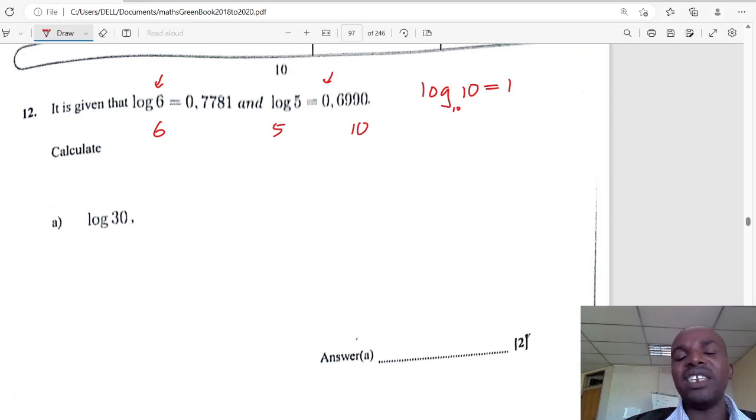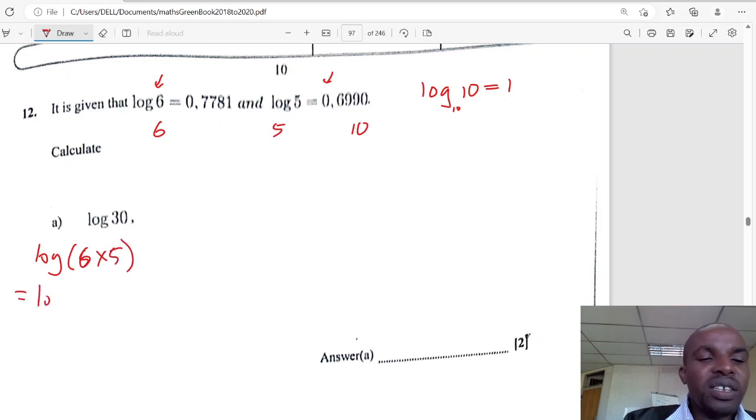So now, if we are being asked to find log 30, you check which numbers we have, 6, 5, 10, for us to be able to get 30. There are only 2 things, multiplication or division. So which numbers can we multiply to get 30? You can say 5 times 6 or 6 times 5, it's 30. Then you can expand: log 6 plus log 5. This is the law of multiplication of logs.